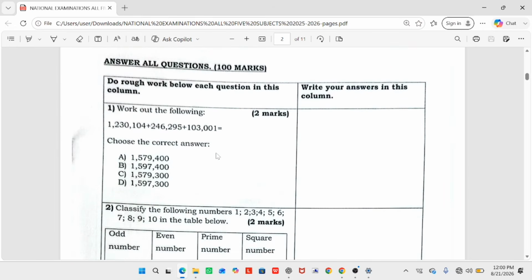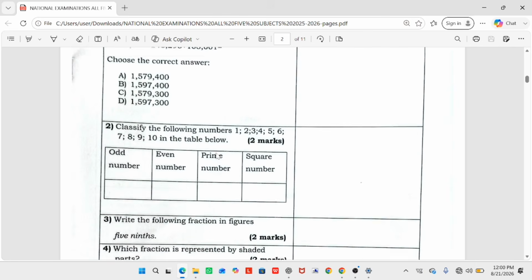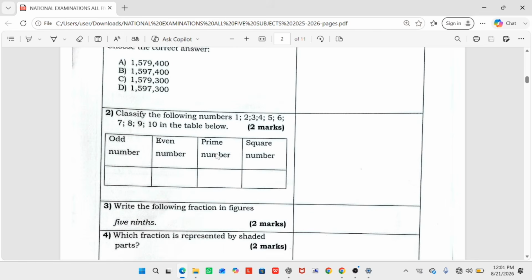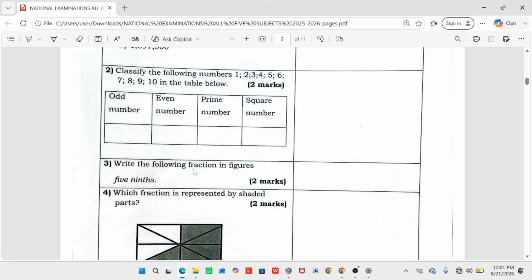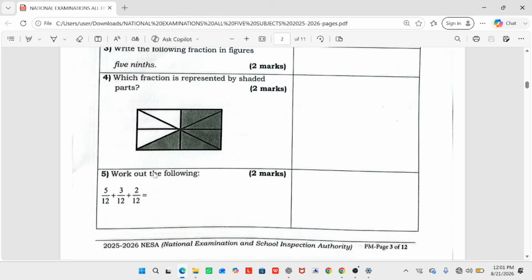This was question number 1, to work out. It was addition. Then question number 2, to classify the numbers according to whether the number is an odd number, an even number, a square number or a prime number. This is question number 3. Write the following fraction in figures: 5/9.